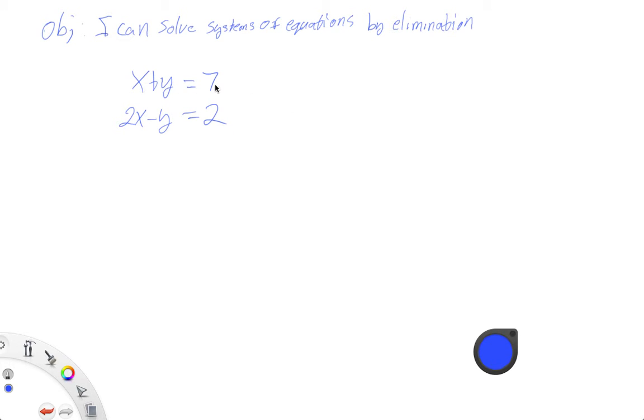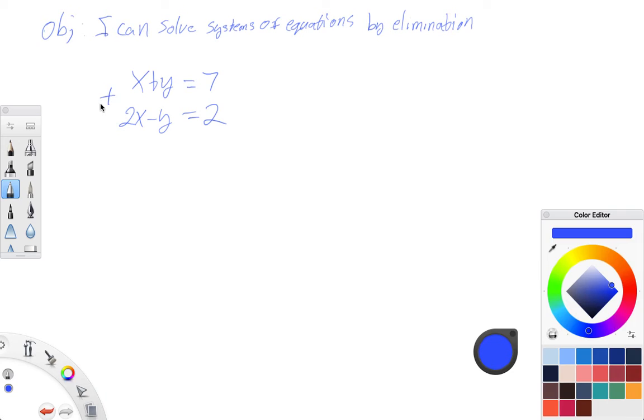So I have x plus y equals 7 and 2x minus y equals 2. Okay, so what I see is that I have a positive y in this one and a negative y in this one. And those are opposites, so they could cancel each other out. So what I want to do is I'm actually just going to add these two equations together. Okay, so I have x plus 2x, that's 3x, and y plus negative y is 0. So those cancel each other out.